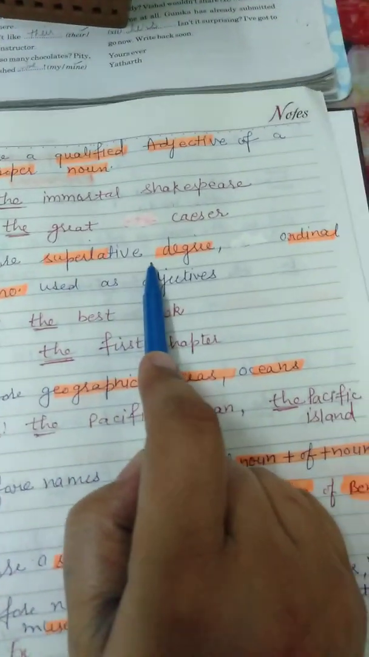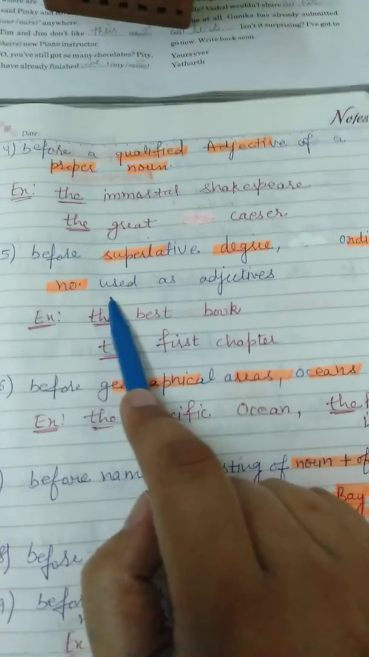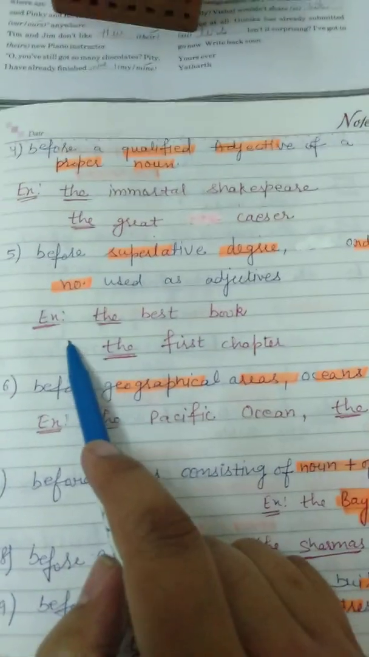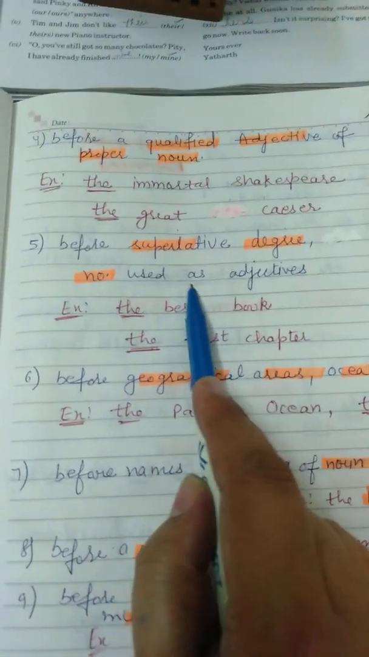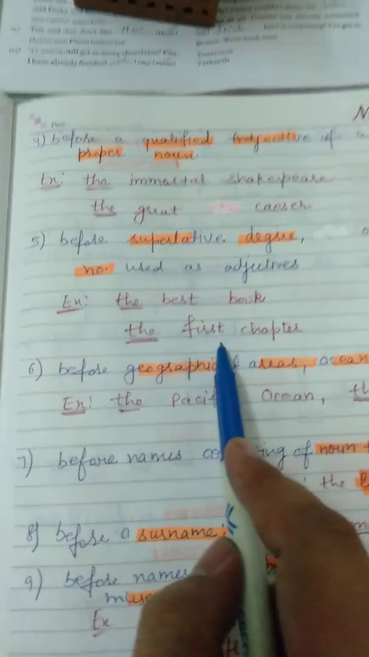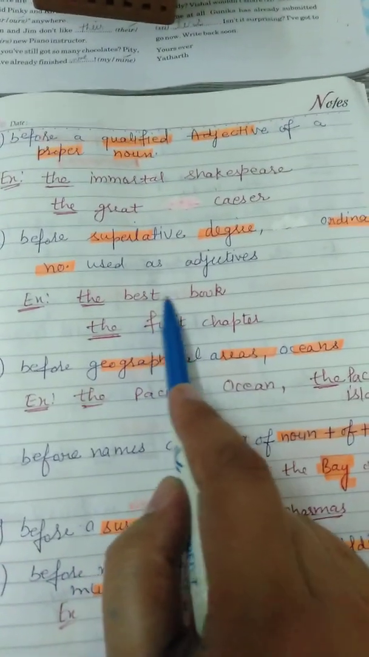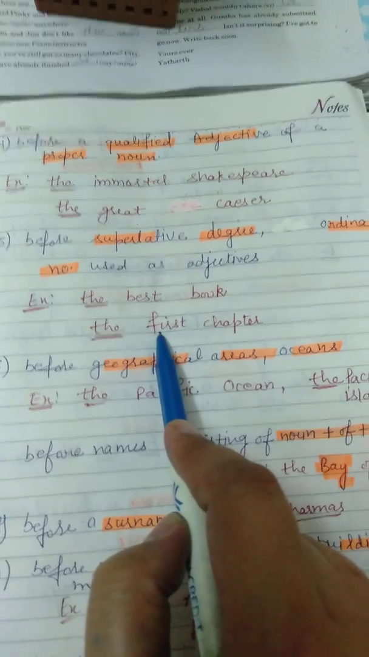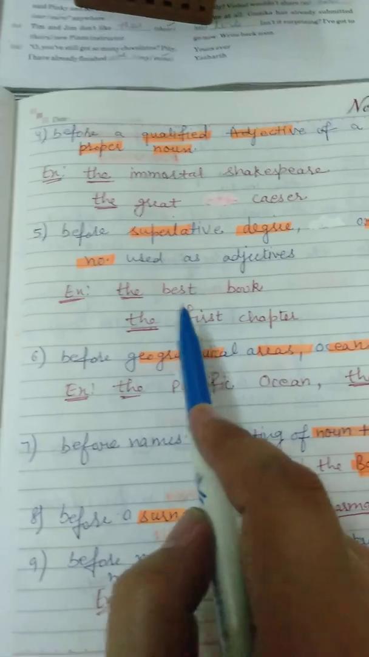Before superlative degree, and ordinal numbers used as an adjective. See the example, then you will understand better. The best book. Best is the superlative degree. This is the 3rd degree. That's why the is used. The first chapter. This is the ordinal number. Ordinal numbers: 1st, 2nd, 3rd, 4th, 5th, 6th. And the cardinal numbers: 1, 2, 3.